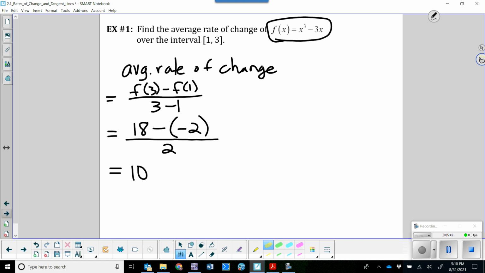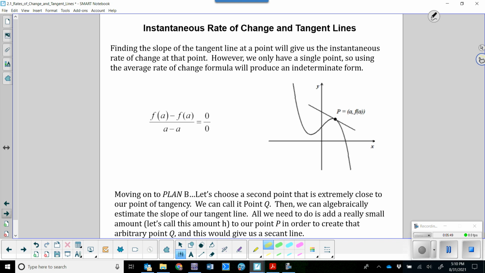Okay, so that hasn't changed. Average rate of change means slope. Same thing you've always talked about forever. Now, let's talk about instantaneous rate of change.